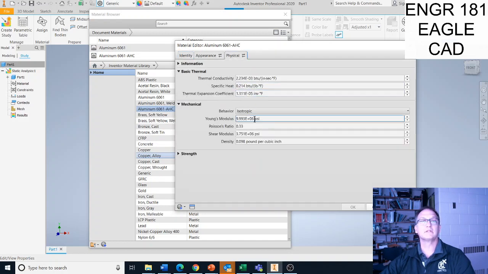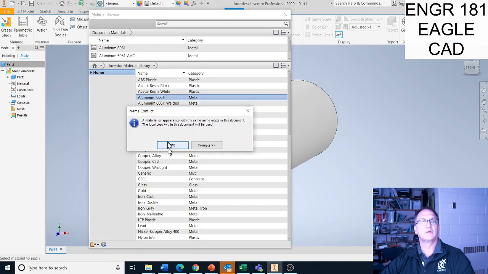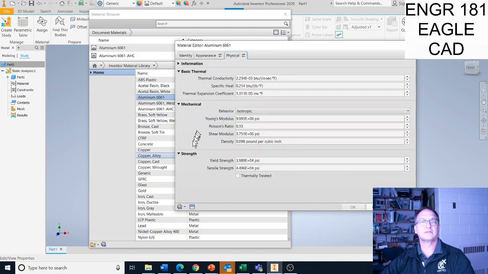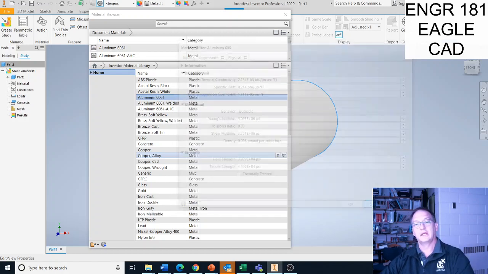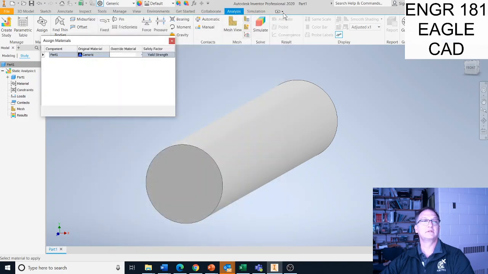Same Young's modulus. I think if we started looking at strengths, we'll see some differences. This is 40,000. That's for AHC after heat. 6061 physical strength. Still 40,000. I don't know. I don't know why they have different materials. If you were in SolidWorks, you need to pay attention to this. You need to pay attention to that.